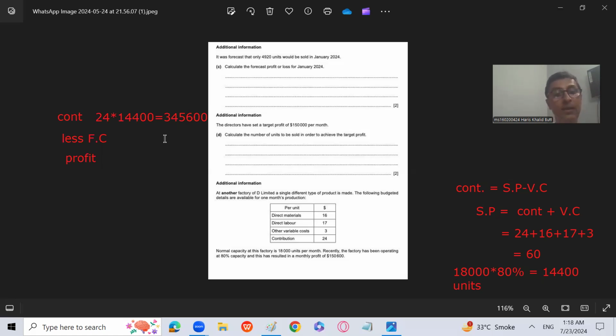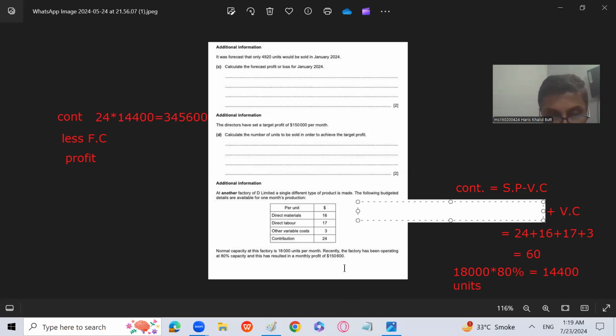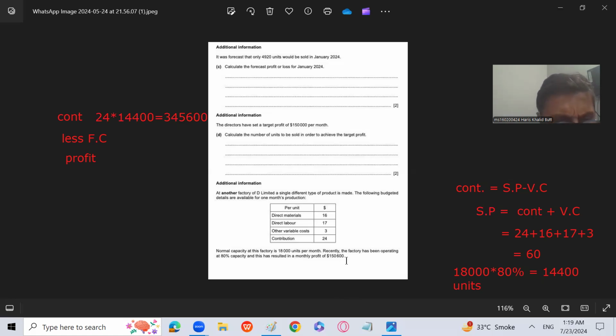That is 14,400 units multiplied by 24. We will get 345,600. So the question is basically saying that the monthly profit is 150,600. Here it is written 150,600. I'll write it over here so you can find it easily. So if the monthly profit is 150,600, you can easily calculate the fixed cost.